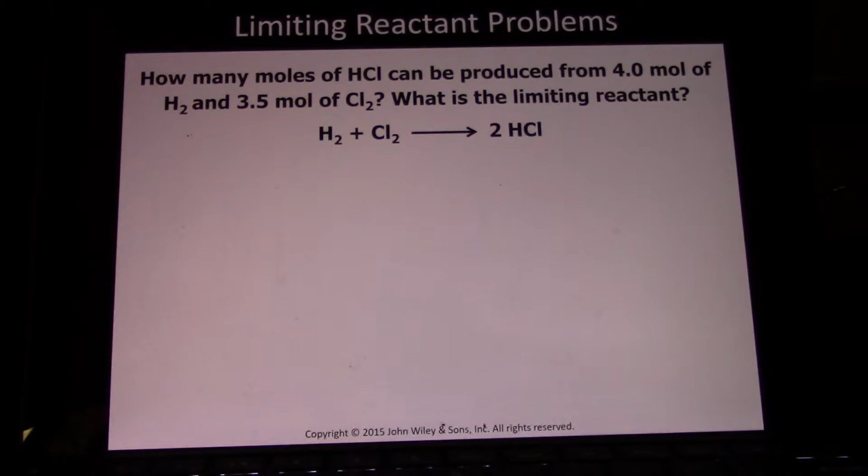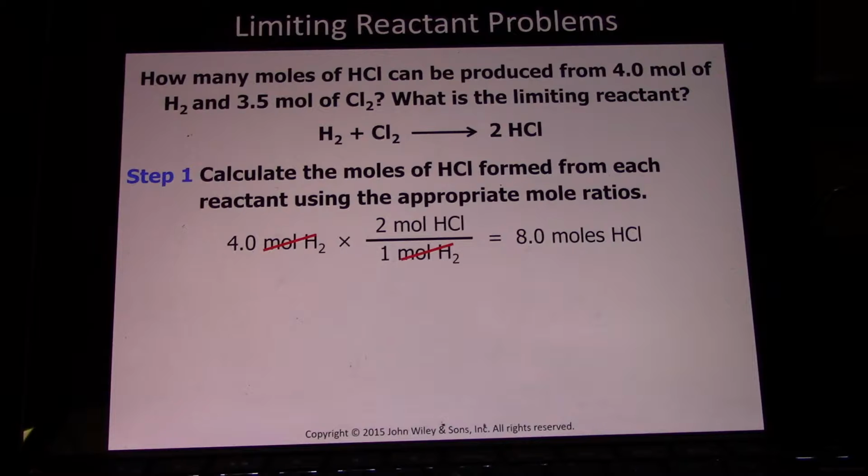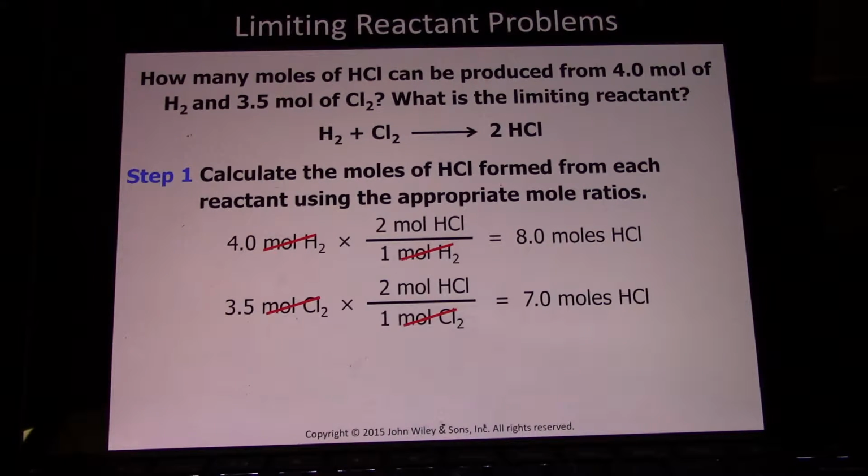So how many moles of hydrogen chloride can be produced from 4 moles of hydrogen and 3.5 moles of chlorine? Well, if all the hydrogen reacted, it's in a 2-to-1 ratio, I could make 8 moles of HCl. If all the chlorine reacted, I could only make 7 moles of HCl. Therefore, chlorine is the limiting reactant.